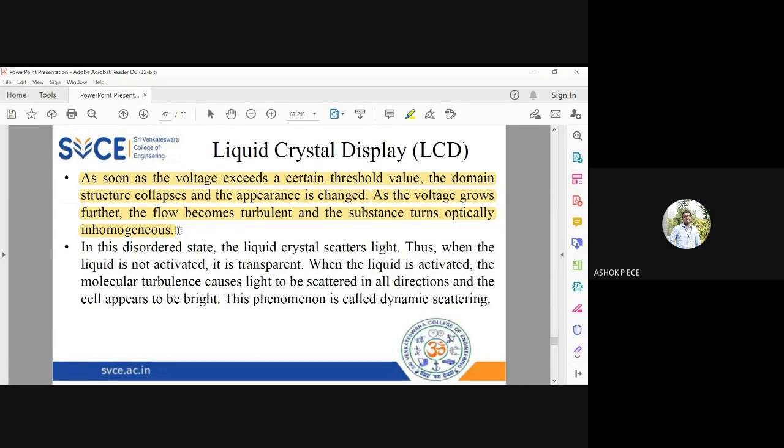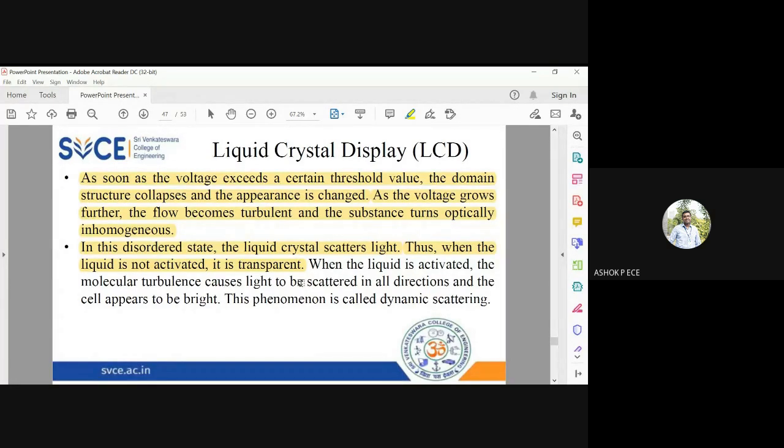If you exceed the threshold value, initially the structure will collapse and the appearance will change. Then the flow becomes turbulent and the substance becomes optically inhomogeneous. In this disordered state, the liquid crystals will scatter your light. Whatever light is incident on the crystal will be scattered randomly. Thus, when the liquid crystal is not activated, it is transparent. Whatever light is incident on the crystal will be allowed to go inside. Transparent means it will allow whatever light is falling on it to enter.